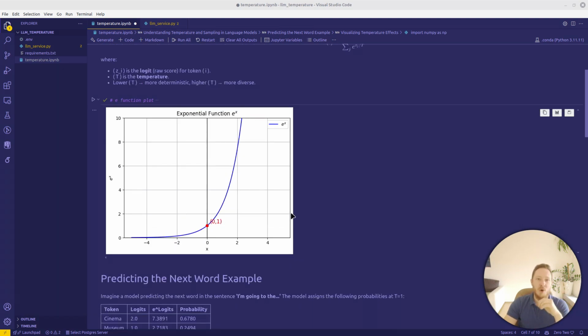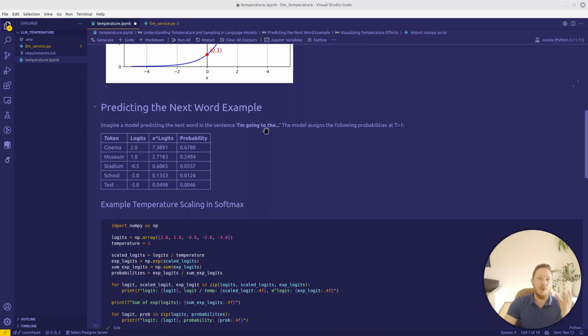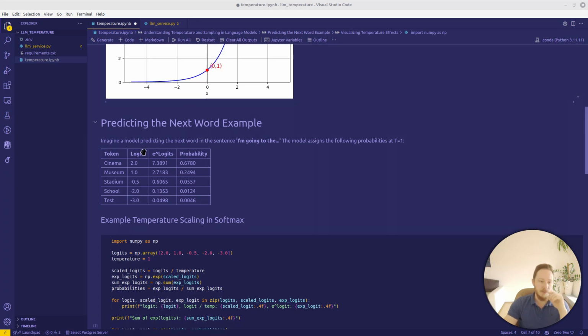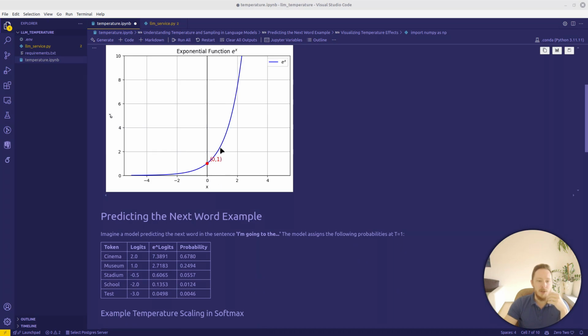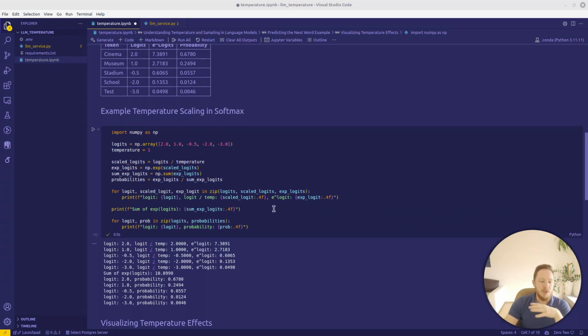Okay, now let's go to a concrete example. Imagine we are trying to predict the next word for "I'm going to the", and here with the temperature 1, I have calculated it. So let's say the LLM outputs the logits of 2, 1, minus 0.5, minus 2, minus 3. Then you can obviously see a larger logit applied to the exponential function will result in a larger output. We have seen it here. If you put in the 1, we will be here at 2.7, minus 0.5, we will be somewhere here, 0.6, and so on.